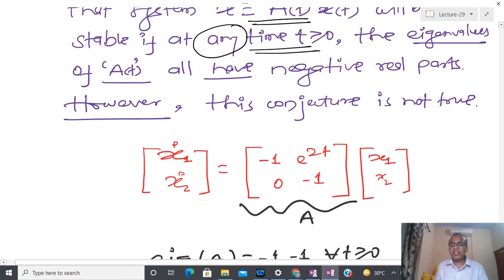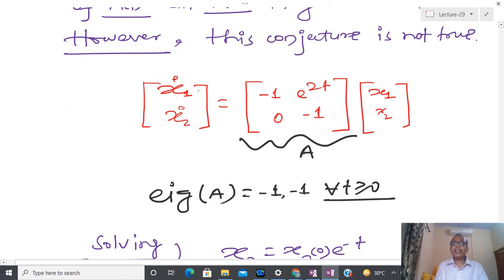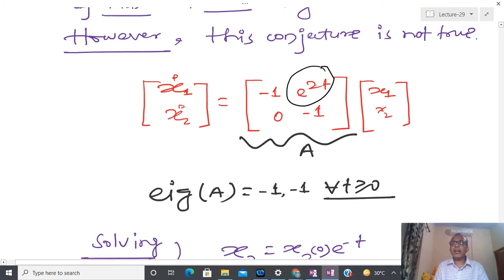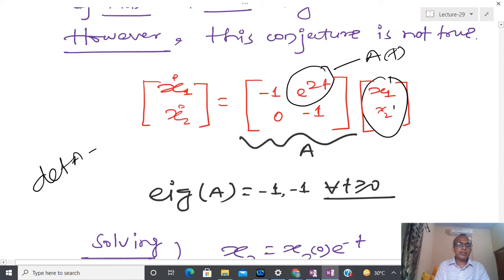You can see that I have taken a very simple example. I have taken this system with x1 dot, x2 dot, and entries minus 1, e to the power 2t. Here one component is depending on t, and due to that reason this is a time varying system, a linear time varying system. Linear because everywhere the power is just 1. And if you check the eigenvalues, the determinant of lambda I minus A, it is possible to show that it is nothing but two repeated values of minus 1, and both are strictly negative.